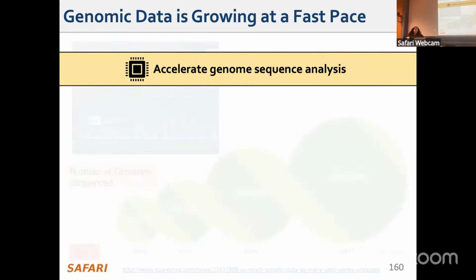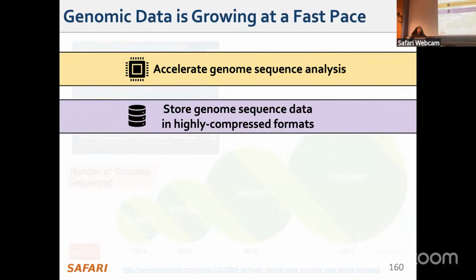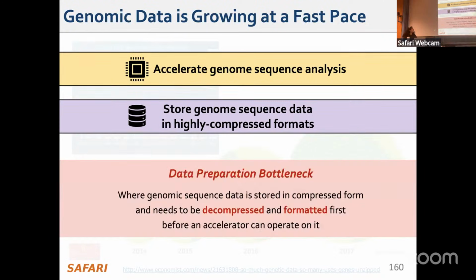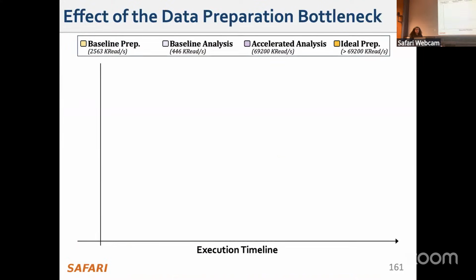That is why there's been a lot of effort to accelerate genome sequence analysis. This is what I've been talking about over almost the past 2 hours, right? But at the same time, there's been a lot of effort to store this genome sequence data in a highly compressed way. So the overhead that we show here is a data preparation bottleneck, where genomic sequence data is stored in compressed form and needs to be decompressed and formatted first before an accelerator can operate on it.